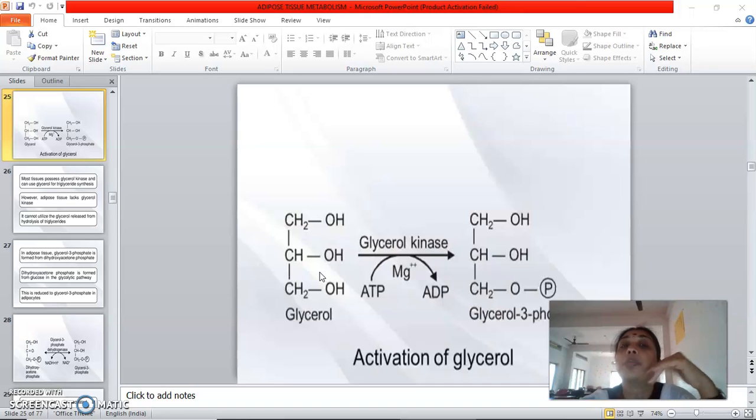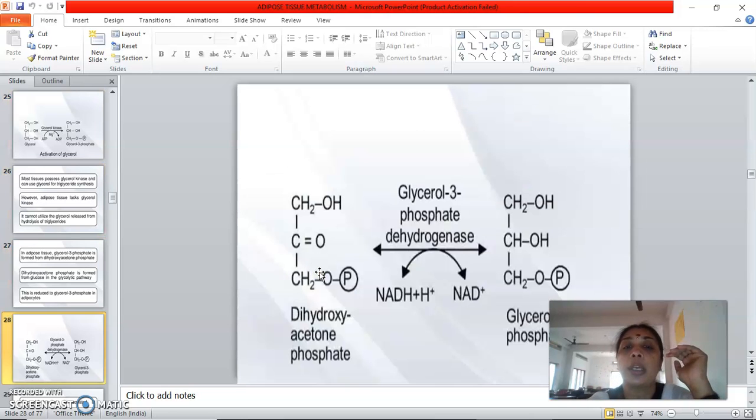That is, glucose undergoes breakdown to give DHAP. This DHAP then undergoes a reduction to give rise to glycerol 3 phosphate, and the enzyme is known as glycerol 3 phosphate dehydrogenase. It's a reversible reaction, which is why it is named glycerol 3 phosphate dehydrogenase. So that's the basic difference between TG synthesis in the adipose tissue and in the remaining tissues.